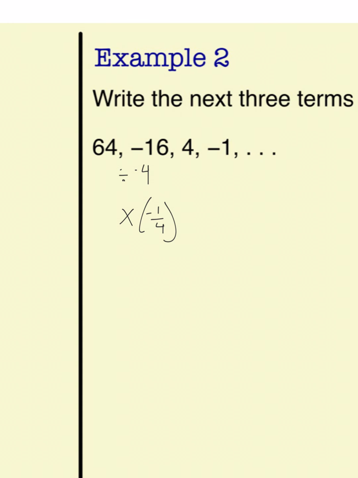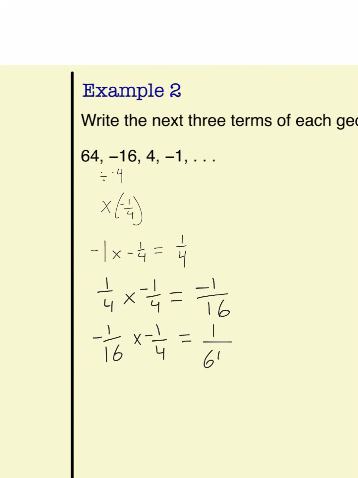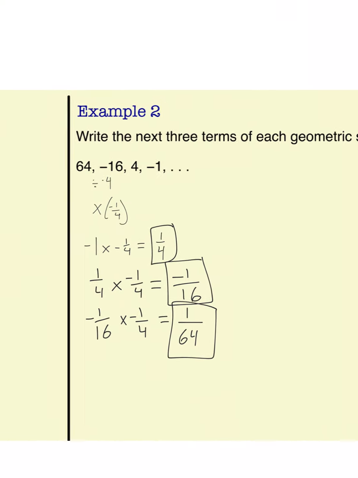All right, so 64 times -1/4 is -16. -16 times -1/4 is 4. 4 times -1/4 is -1. So if we continue, -1 times -1/4 is going to be +1/4. And then if we do 1/4 times -1/4, it's going to be -1/16. And lastly, -1/16 times -1/4 is going to be +1/64. So we have 1 term, 2 terms, 3 terms. Those are our next 3 terms.